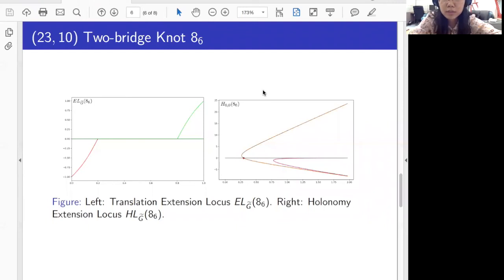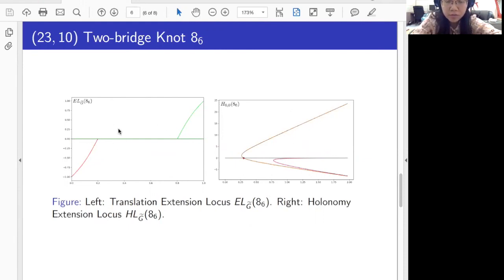We could run more examples with two bridge knots. For example, this is the 2310 two bridge knot, which is 8-6 in Rolfsen's table. The picture on the left is the translation extension locus of 8-6. In the translation extension locus, this pattern is going to repeat in the x direction, but I only kept the fundamental domain for simplicity. And the picture on the right is the holonomic extension locus of 8-6.